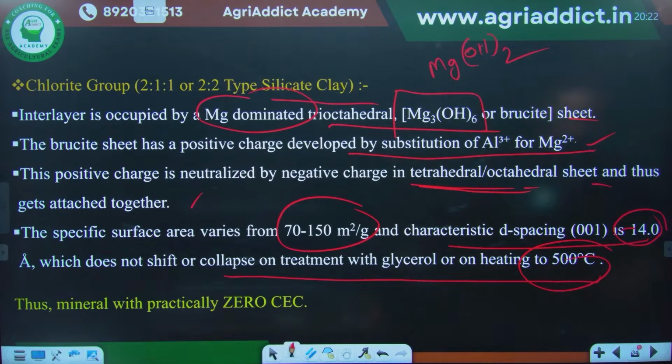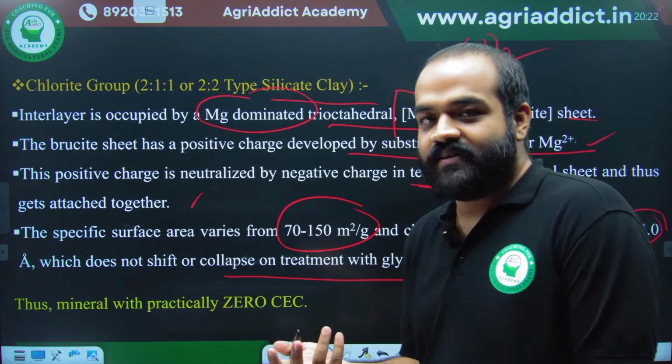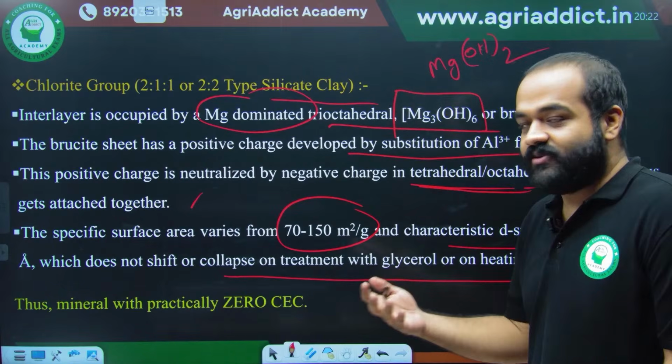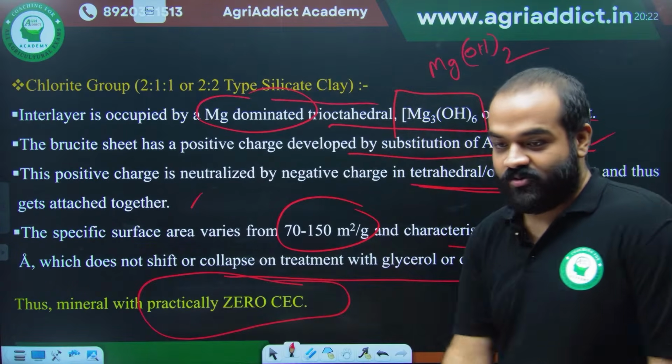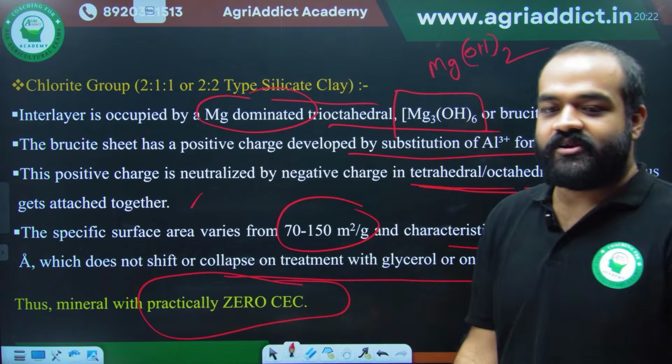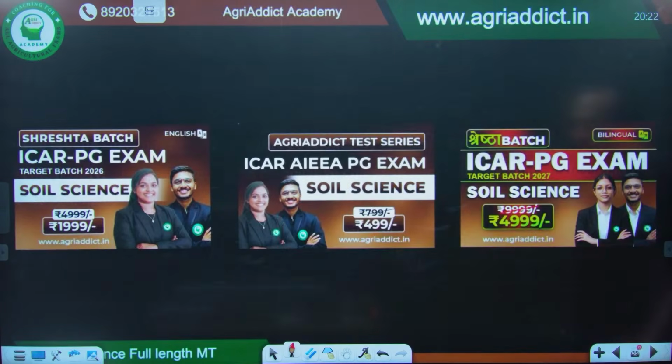That is how we can differentiate between chlorite and kaolinite using XRD, and thus this mineral has practically zero cation exchange capacity because all the cation exchange capacity is neutralized by the brucite sheet. All right.